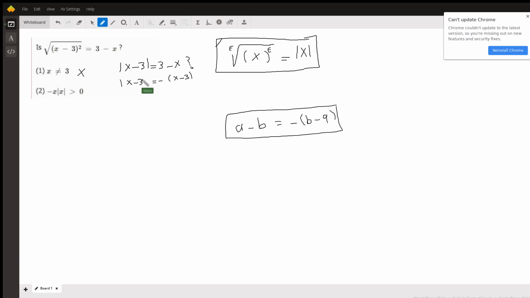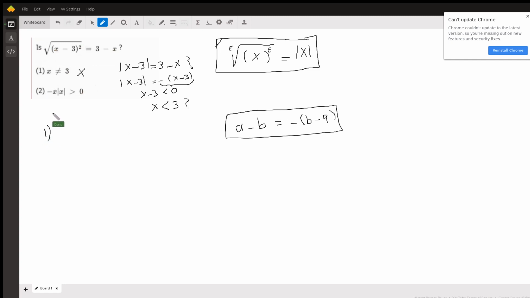This is telling me that x minus 3 is actually less than 0. Why is that? Because the output of an absolute value will always be positive, which means this whole thing here is positive. If this whole thing is positive, then x minus 3 must be negative. So rephrasing this question, it is asking whether x minus 3 is less than 0, and I can go further and say whether x is less than 3. So this is rephrasing this whole equation to whether x is less than 3. So let's start with the first statement.